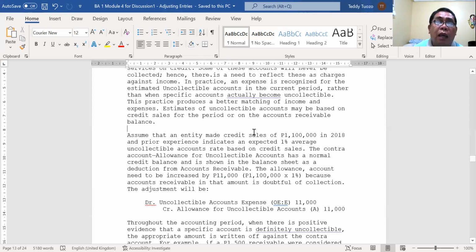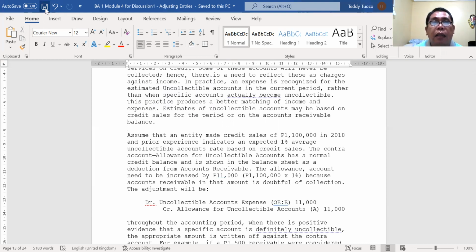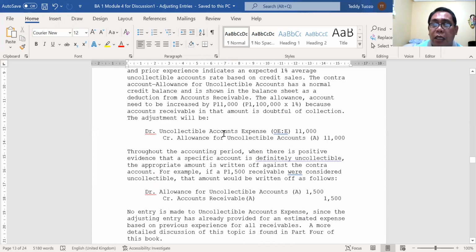That eventually, if this accounts receivable would no longer be collected, it would not be a burden for the company to recognize the entire amount as an expense, because you have already recognized it initially for the past months or past years. So if you close, or retire, or write off this accounts receivable, it will no longer be a burden in the books. So debit to uncollectible accounts expense and credit to allowance for uncollectible accounts.